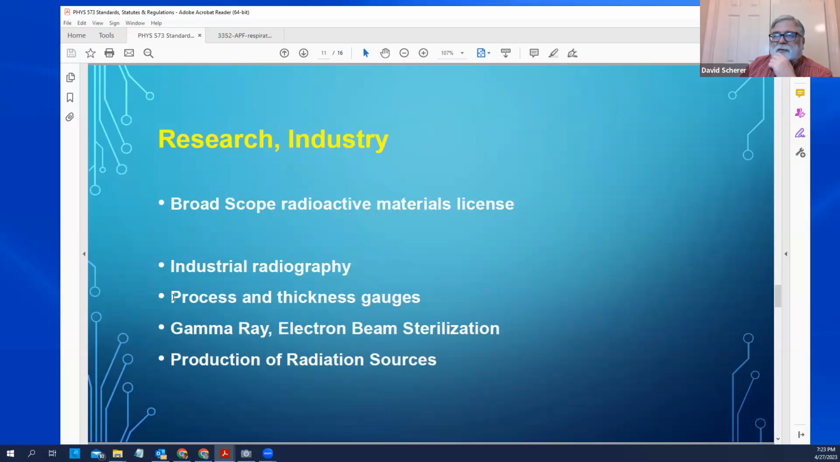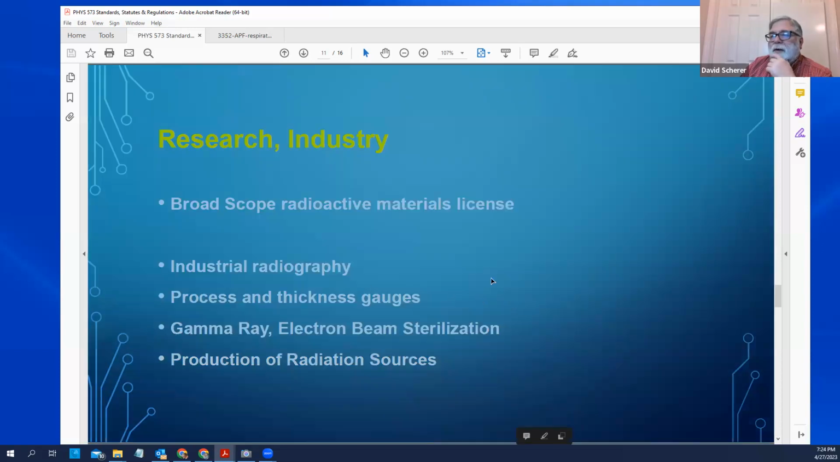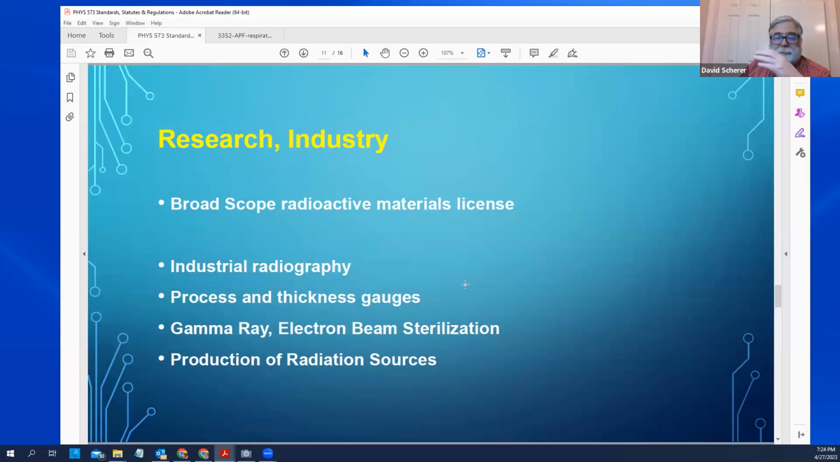Radioactive materials are used in process and thickness gauges. Gamma rays are penetrating, and the amount of absorption that takes place is dependent on how much material they pass through. So radiation sources are very effective for measuring the thickness of some material that's being produced, for example. And so they're used for those purposes.